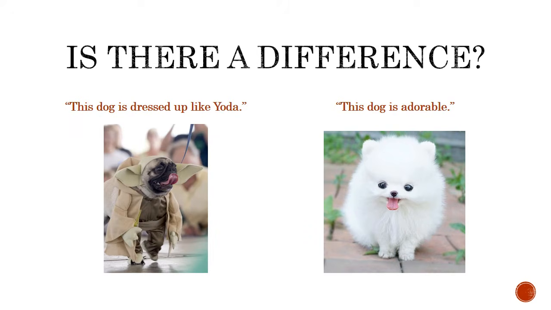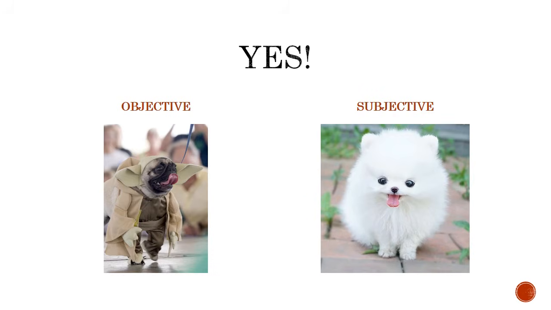Let's take two claims. Our first claim is this dog is dressed up like Yoda. Our second claim is this dog is adorable. Is there a difference between these two claims? Yes, there is. The claim this dog is dressed up like Yoda is characterized as an objective claim. The claim this dog is adorable is characterized as a subjective claim.